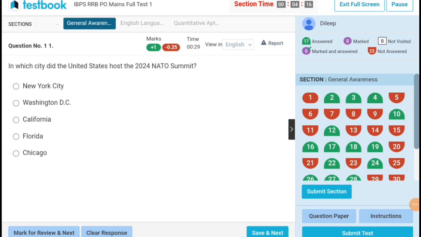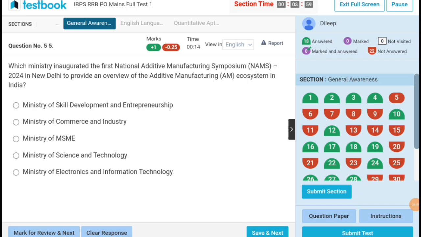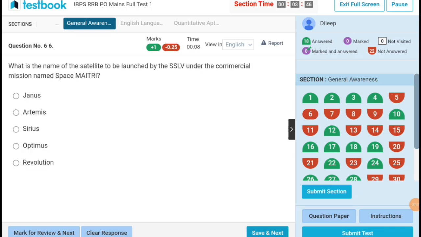Which city did the United States host the 2024 NATO summit? I think Washington DC or New York. Washington. Which ministry inaugurated the first additive manufacturing symposium? Ecosystems. Artemis, I think.